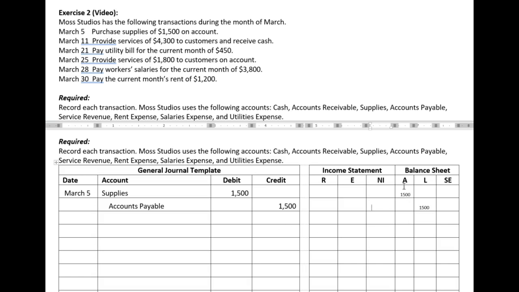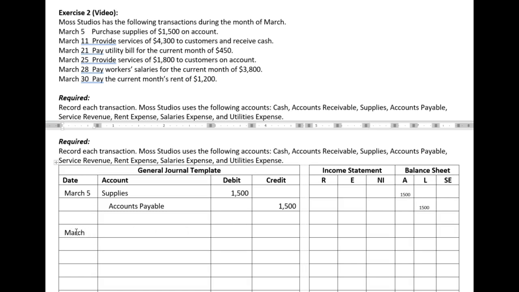So notice our assets are going up 15, our liabilities are going up 15 as well. So the accounting equation, assets equals liabilities plus equity, is in balance in this case, which is nice. This equation must always be in balance. All right, so let's look at the next one, March 11th.